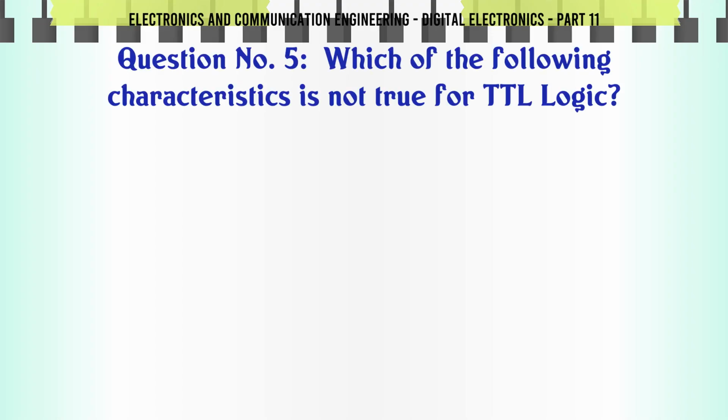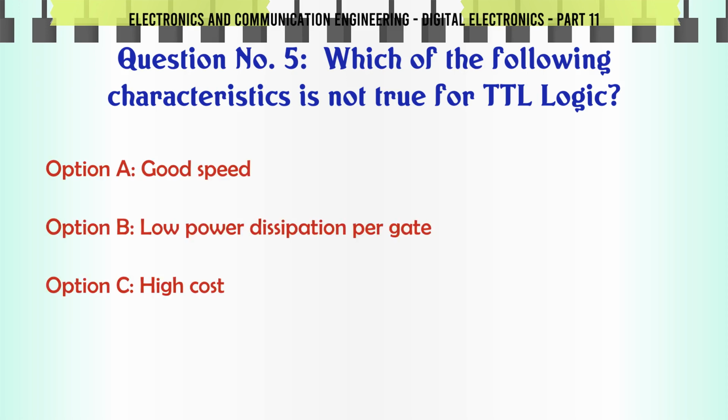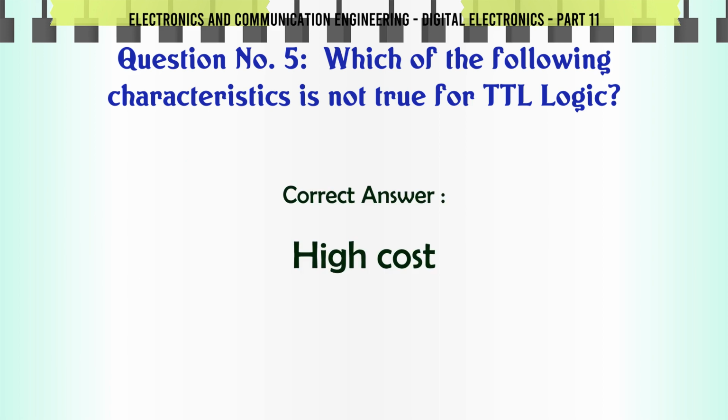Which of the following characteristics is not true for TTL logic? A, good speed. B, low power dissipation per gate. C, high cost. D, none of these. The correct answer is high cost.